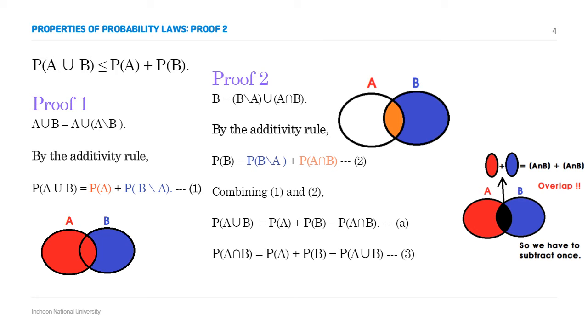So by the additivity rule, probability of B is equal to probability of B difference A plus probability of A intersection B. Let's call this equation number 2, and combining equations 1 and 2, we can easily get result A. Result A is probability of A union B is equal to probability of A plus probability of B minus probability of A intersection B. And if we rearrange for P(A intersection B), the result is P(A intersection B) is P(A) plus P(B) minus P(A union B). Let's call this number 3.